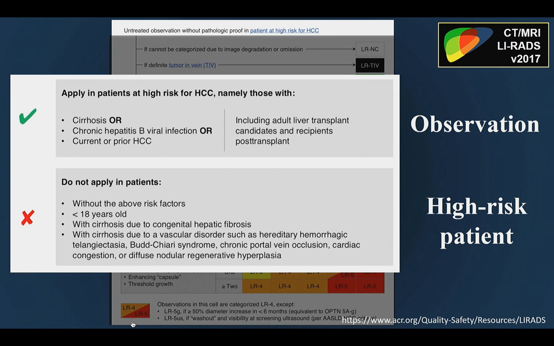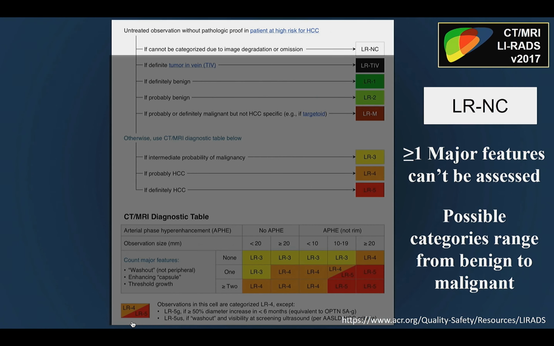You should not be using LIRADS in the pediatric population, people that don't have cirrhosis or these other risk factors, or if they have cirrhosis due to vascular disorders like HHT, Budd-Chiari, chronic portal vein occlusion, because we lose our degree of specificity because these patients can have things that look sort of like arterially enhancing regenerative nodules. And so now we have two different types of things that can arise here. We have our HCCs that have arterial enhancement, but we also have these benign things that can also have arterial hyperenhancement, and we lose specificity in this population. So you don't want to apply LIRADS in people who have a vascular etiology for their cirrhosis.